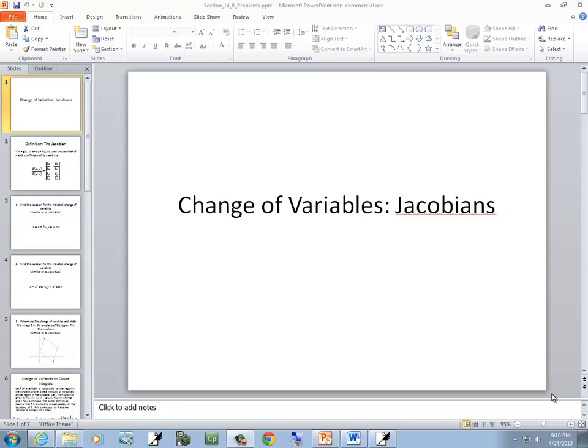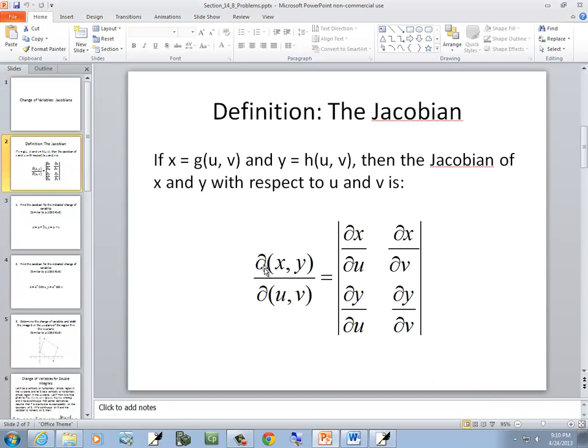Let's take a look at change of variables, Jacobians. And first let's look at the definition of the Jacobian. If x is equal to g of u, v and y is equal to h of u, v, then the Jacobian of x and y with respect to u and v is given by this. Now the notation on the left side just means the Jacobian. So partial of x, y with respect to u, v, and this is the determinant, not absolute value.